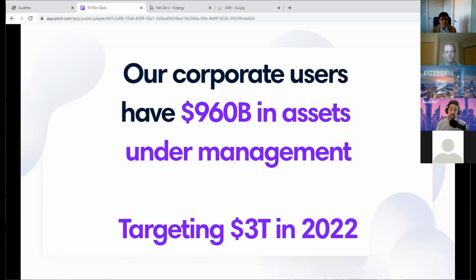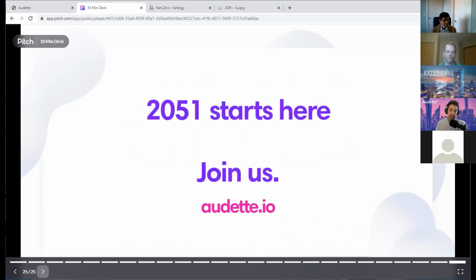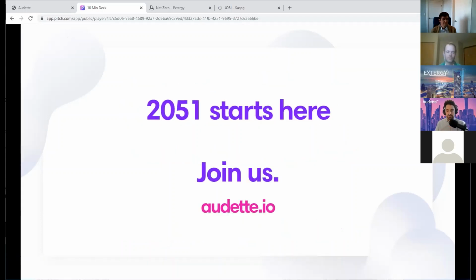So we want to hear from data engineers and building scientists with a passion for building the no carbon economy, because the path to 2051 starts right here. And we invite you to join us on our mission to build a carbon transition plan for every existing building on the planet. Thanks.